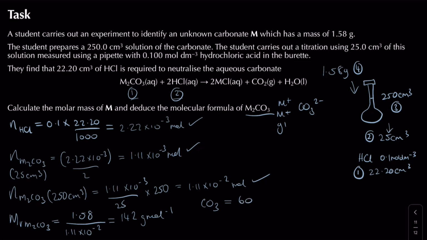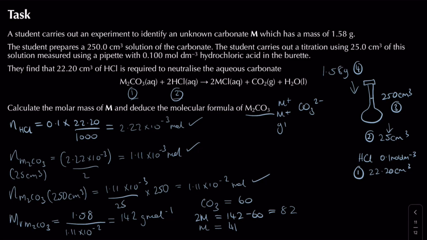So to find the 2 lots of metal that we've got in there, I'm going to do 142 subtract 60, and that leaves me with 82 left over. And then to find 1 metal, I'm going to divide both sides by 2, so that's 82 divided by 2, and that ends up being 41. So I look at my periodic table for a value in terms of what my mass number could be. The closest thing that we can actually get is potassium, having a value close to 41, 39.1, but remember it's experimental, so there will be some error.